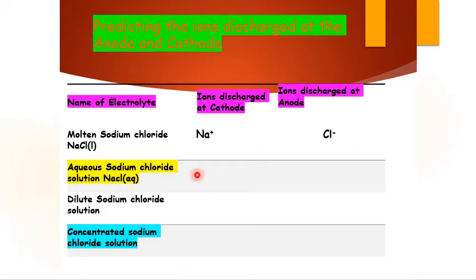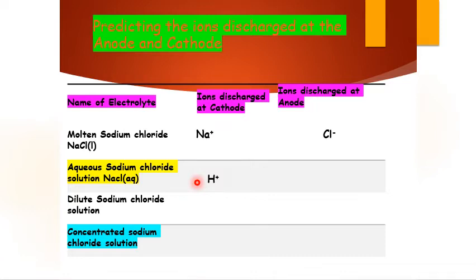Now, aqueous, dilute, concentrate. Remember, now we have water being added, so you also have H+ and OH- in addition to the ions in your electrolyte. So the ion discharged at the cathode is going to be H+. Remember, we use the electrochemical series, a little chart, and I summarized it for you in the slide before this.